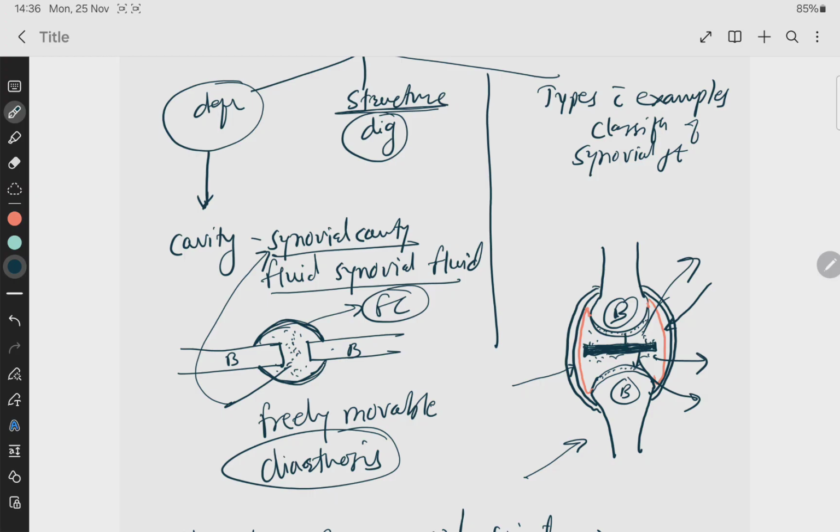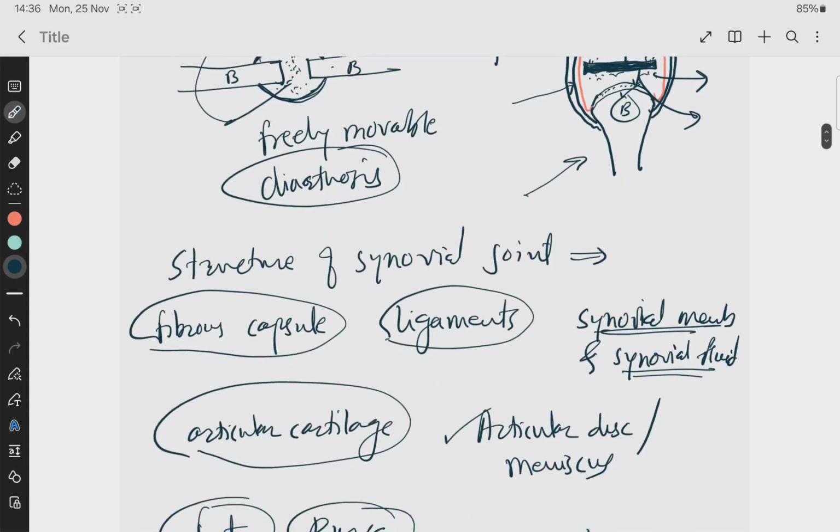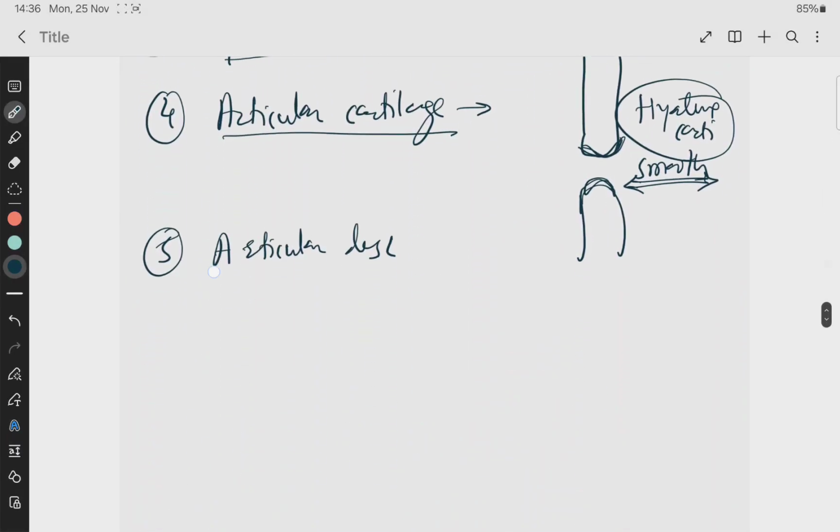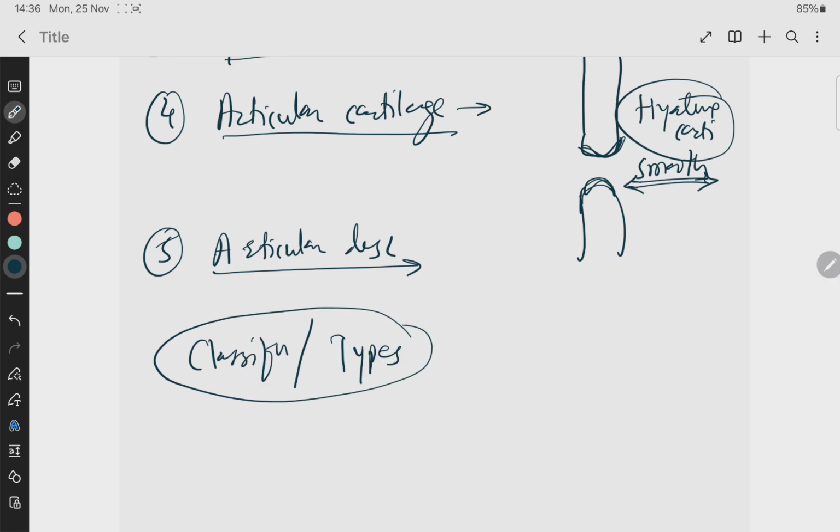The articular disc helps in lubrication. It divides the cavity into two compartments. It prevents wear and tear of the articular cartilages by providing a cushioning effect. That is the main function of the articular disc. So these are the main components, or the structure, of the synovial joint. Then next comes the classification, or the types, of the synovial joint.